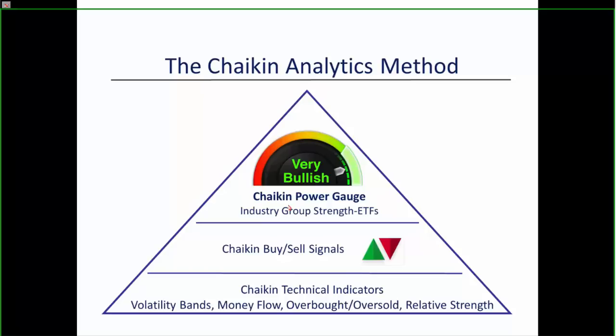It's like trying to cross on a one-way street or sort of row against the tide. If you've got the wind at your back by investing in strong industry groups on the long side or weak industry groups on the short side, you're going to improve your trading and your investing results. And the Chaikin Power Gauge rating is complemented by the industry group strength that we provide.